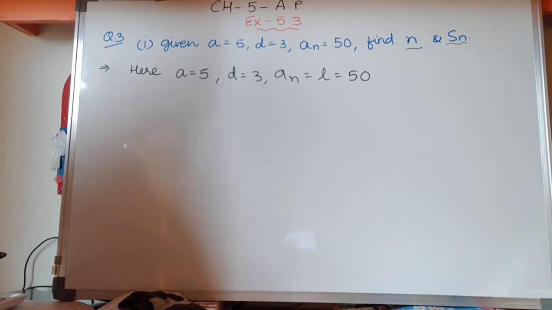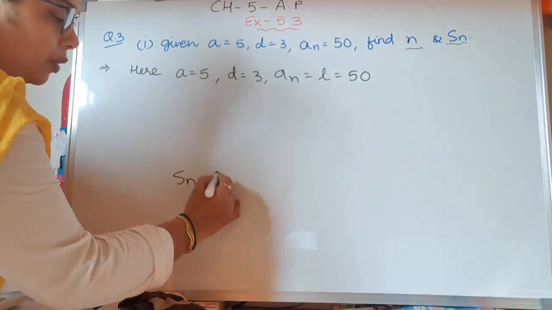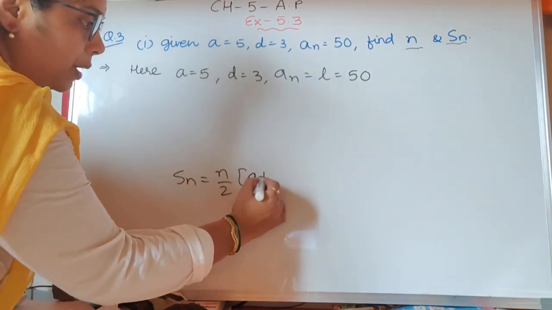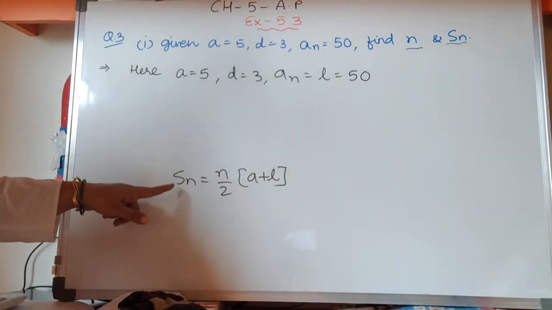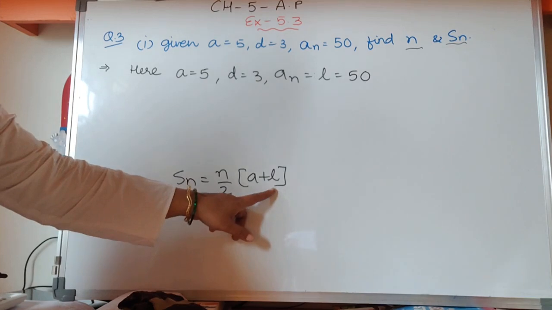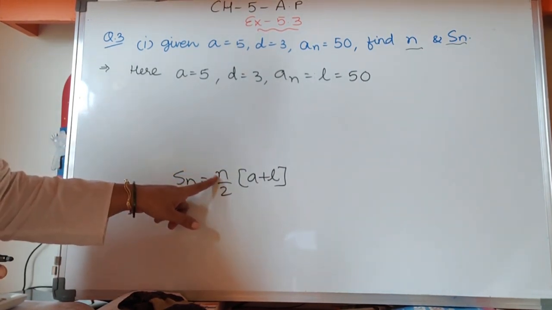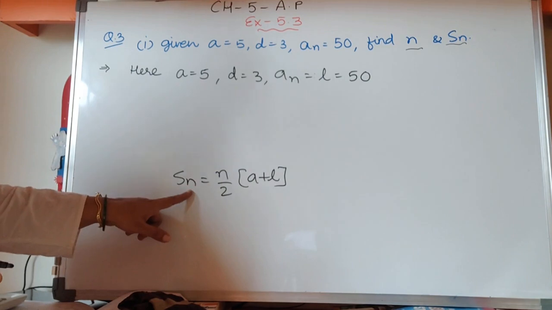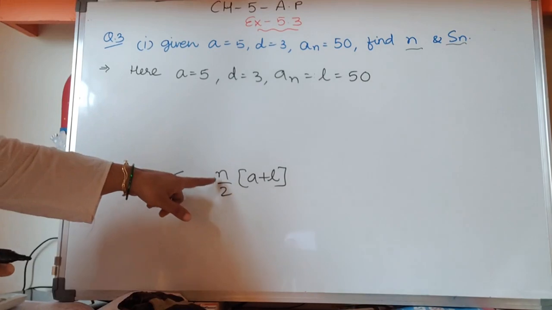Sn is equal to n by 2 into (a plus L) is the formula to find Sn. But for that we require the value of n, and that is not given. We have the values of a and L, but we do not have n. So our first priority is to find the value of small n. Only then will we be able to find the value of Sn.